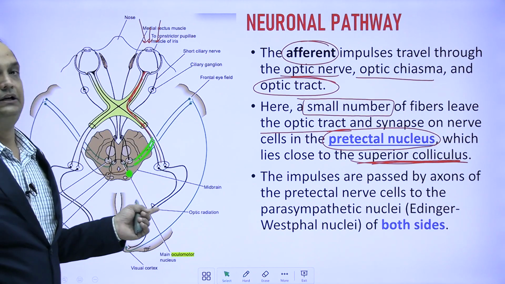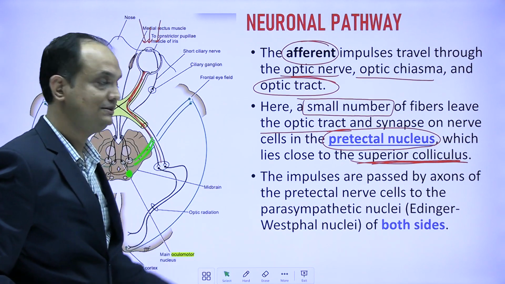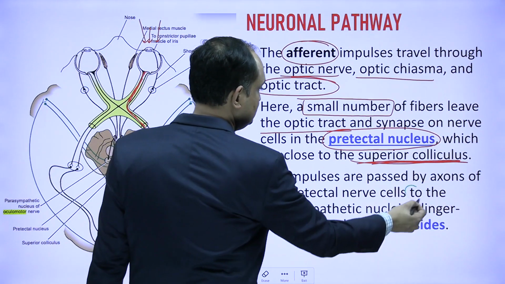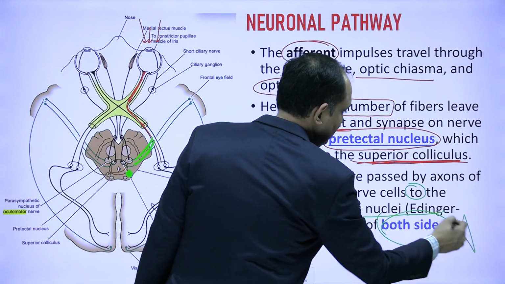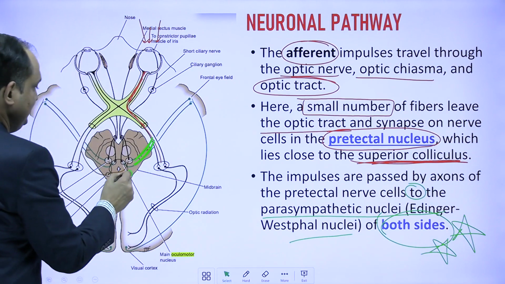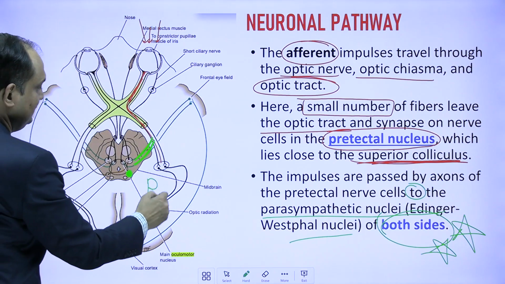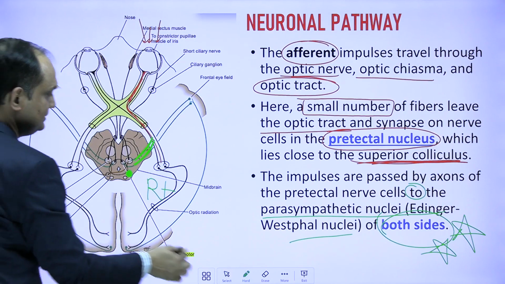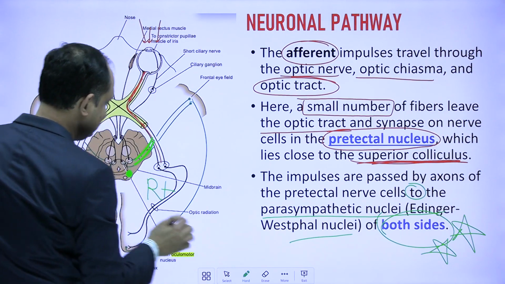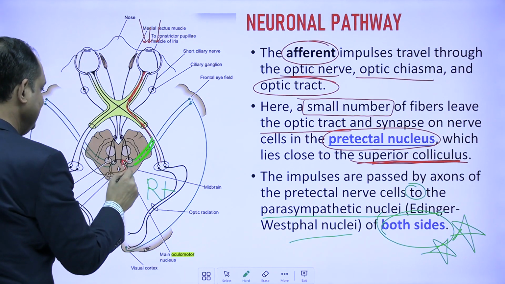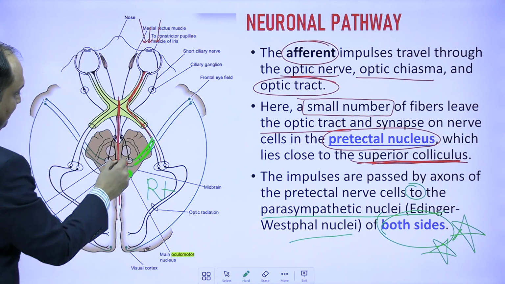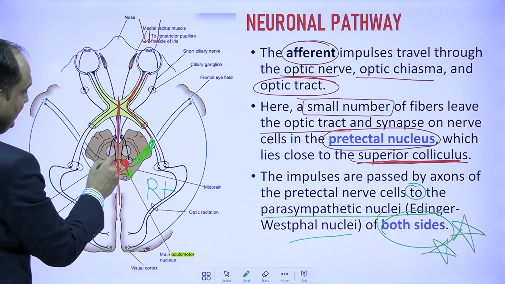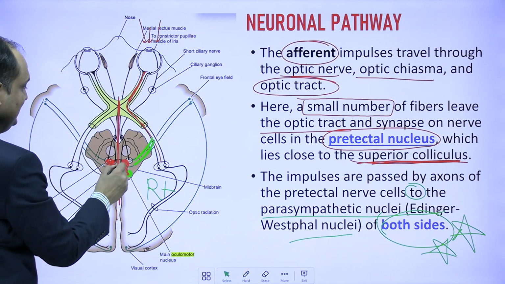Now this pretectal nucleus, the impulses pass by the axons of the pretectal nucleus to the Edinger-Westphal nucleus of both sides. This is important to understand: suppose this is the right side, so this right side nucleus is going to synapse with both side Edinger-Westphal nuclei. This is the midline. So this is having the Edinger-Westphal here, and this pretectal nucleus is having connection with both sides of your Edinger-Westphal.